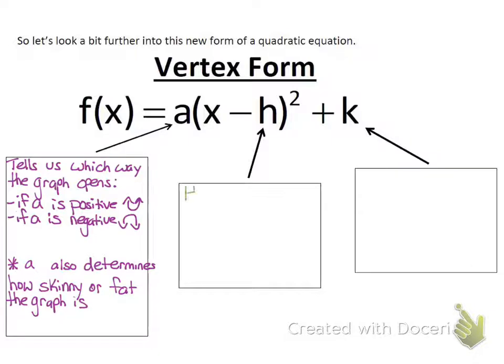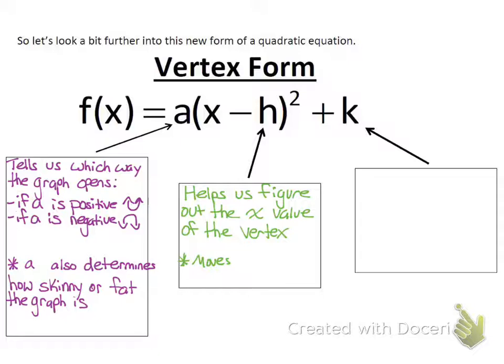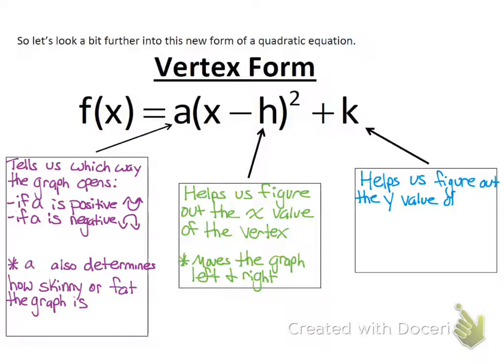Next, the H value. The H value helps us to figure out the X value of the vertex. In AAT, you will learn that the H value also moves the graph to the left and to the right. And then last but not least, the K value. K helps us to figure out the Y value of the vertex. It moves the graph up and down.